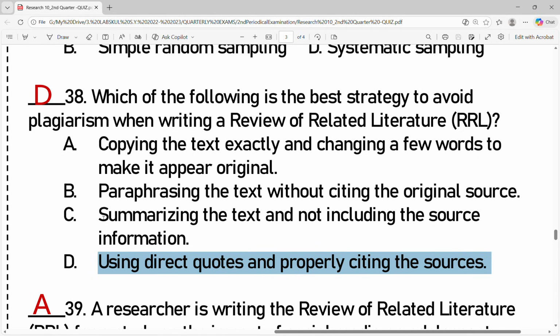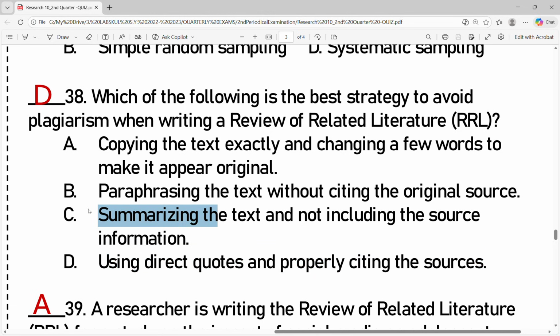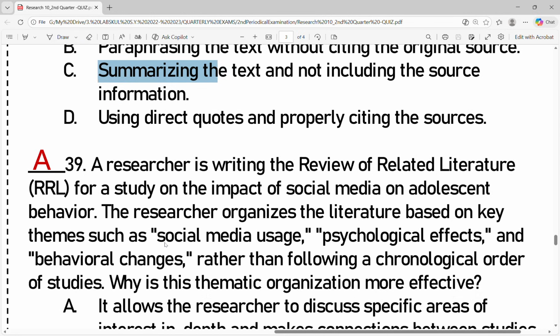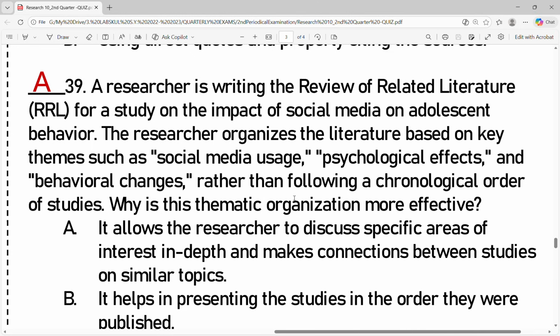Letter A is also incorrect. You copy the text exactly. What else? Letter C, summarizing the text and not including the source information. So still incorrect. So the correct answer in number 38 is letter D.